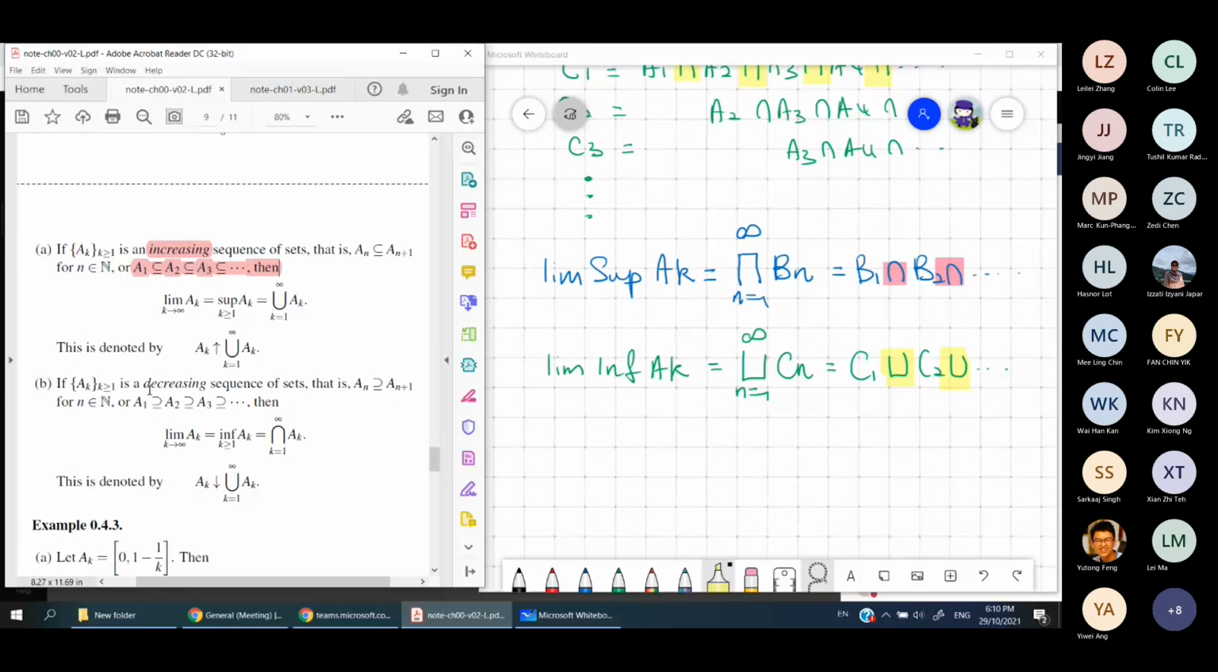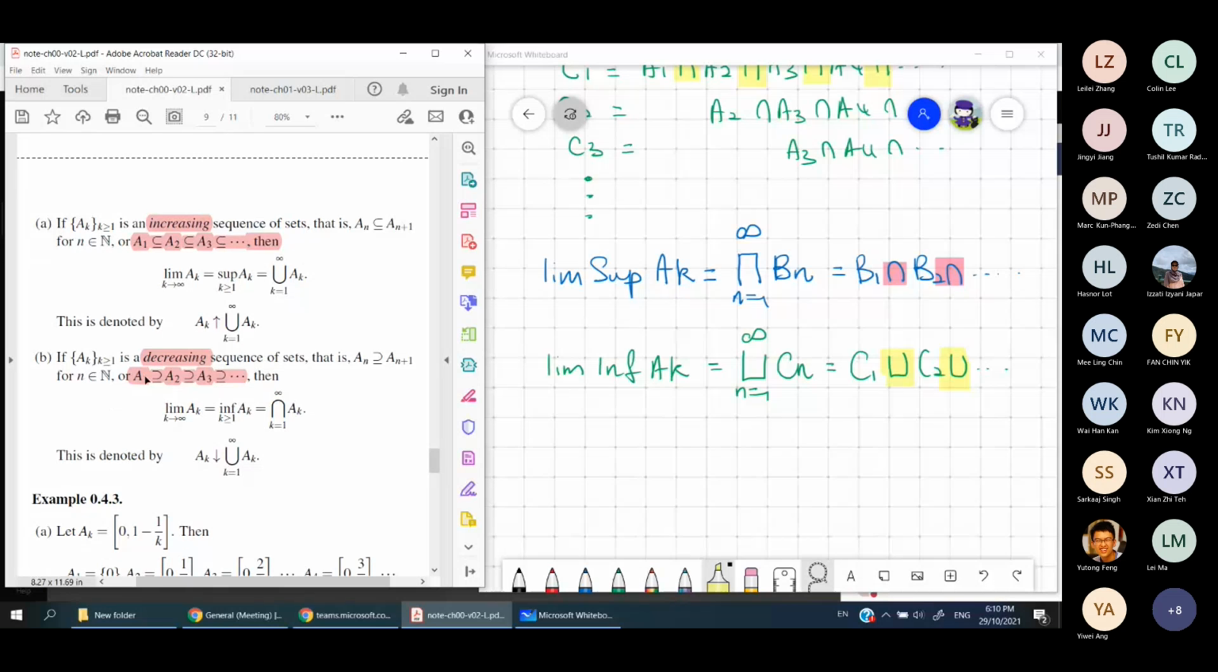Likewise, we can also have another special case, a decreasing sequence of sets. That is, A1 contains A2, A2 contains A3, and so on. So you can see the sets, in a sense, are getting smaller and smaller. That's why we say it's a decreasing one. For this kind of sequence of sets, limits always exist, which is just equal to the intersection of all of them.